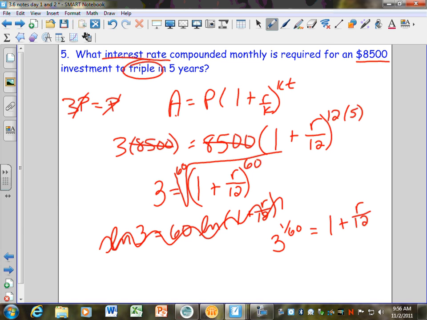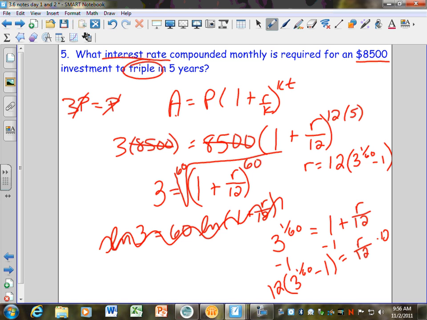And then can I get r by itself? And again, I'm not going to do the decimal till the end. I'm going to do it all at once. So I'm going to subtract 1 and get 3 to the 1 over 60th minus 1. And then I'm going to multiply by 12. And if they ask me for the exact answer, meaning don't round, which we're going to, you could say the answer is 12 times (3 to the 1/60th power minus 1).